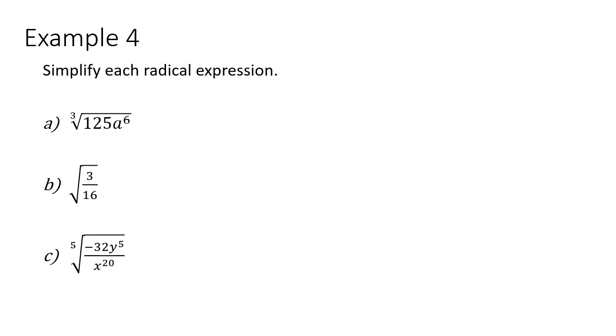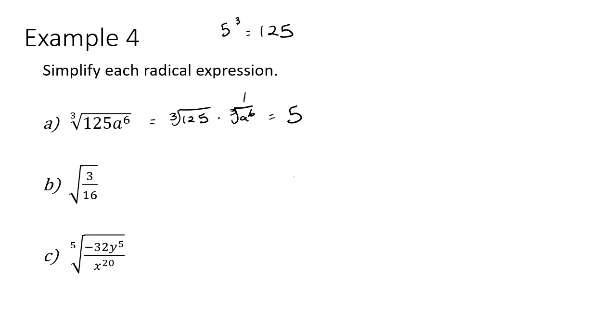So for part A, we've got the cube root of 125 times a to the 6th. So this is a product, 125 times a to the 6th power. So we can break this up as the cube root of 125 times the cube root of a to the 6th. And because 125 is 5 cubed, 5 times 5 would give you 25, times 5 again would give you 125. That works out nicely. Cube root of 125 would be 5.